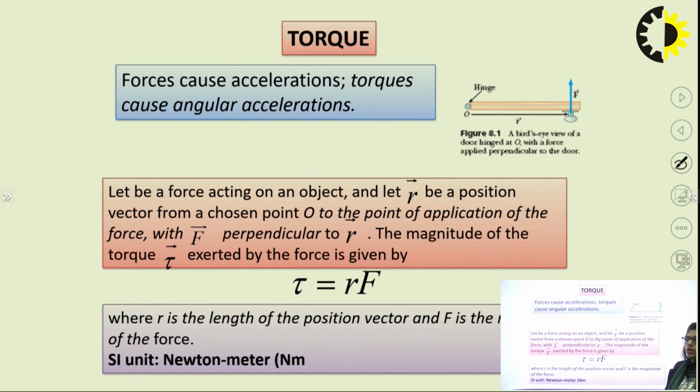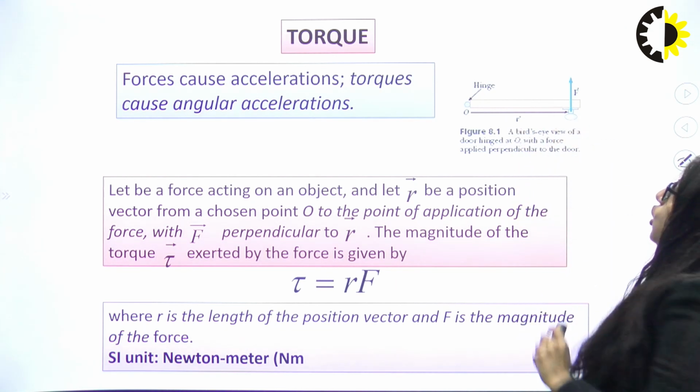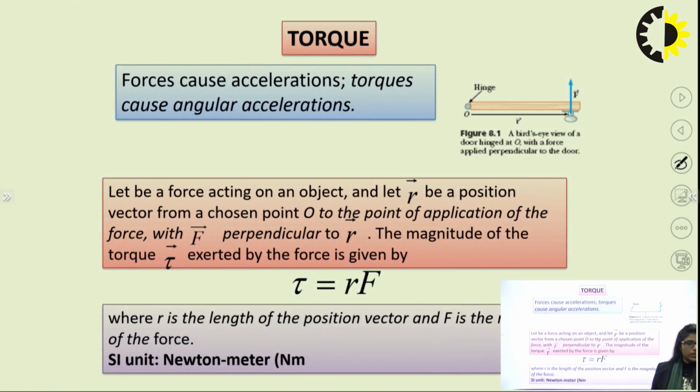So I think you are able to understand what torque is. Let there be a force acting on an object, where R is the distance from O, and the force is applied vertically. The magnitude of torque at that place is F into R. As we read about moment, it is force into perpendicular distance. This is also moment. So tau is equal to R into F, distance multiplied by force.